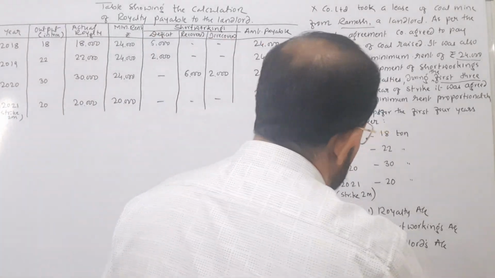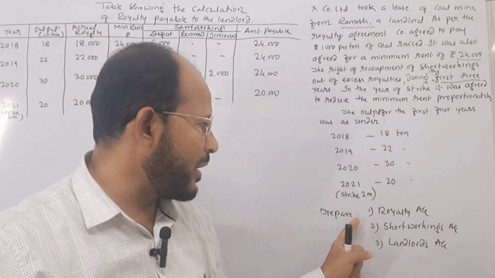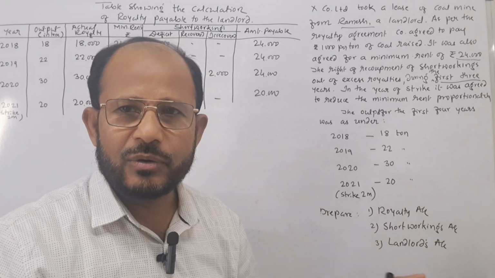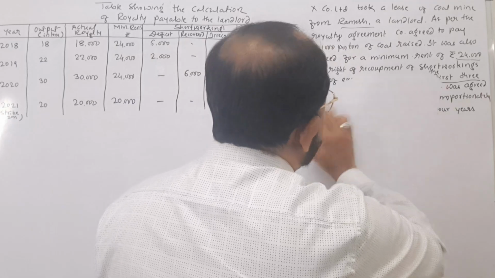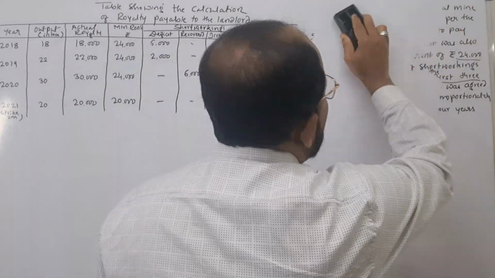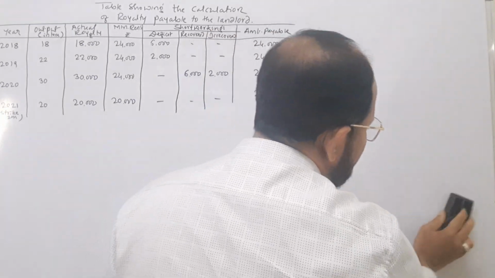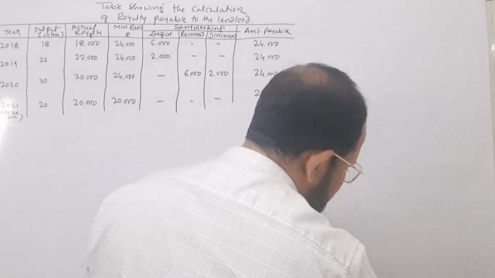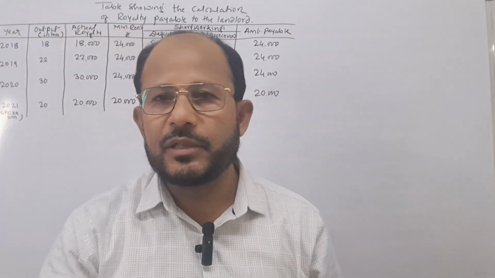ಈಗ ನಾವು ಇದರ ಸಹಾಯದಿಂದ ಏನ್ ಮಾಡಬೇಕಾಗ್ತದೆ, ಇಲ್ಲಿ ನೋಡಿ, what we have to prepare: royalty account, short workings account and landlord's account. 3 ಖಾತೆಗಳನ್ನ ನಾವಿಲ್ಲಿ ಪ್ರಿಪೇರ್ ಮಾಡಬೇಕು. ಈ ಖಾತೆಗಳನ್ನ ನಾವು ಪ್ರಿಪೇರ್ ಮಾಡ್ಬೇಕಂತ ಹೇಳಿದ್ರೆ ನಮಗೆ ಏನು ಬೇಕಾಗ್ತದೆ, ಜರ್ನಲ್ ಎಂಟ್ರಿಯ ಜ್ಞಾನ ಇರಬೇಕಾಗ್ತದೆ. We need to know the journal entries. Without the journal entries, we can't prepare these accounts.